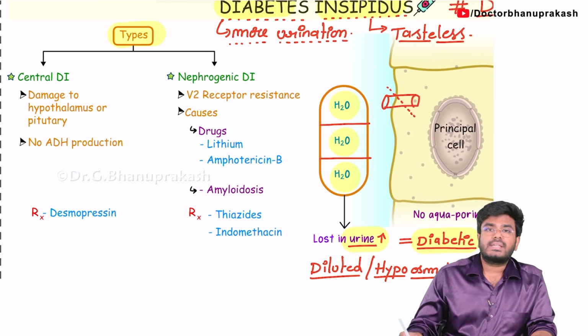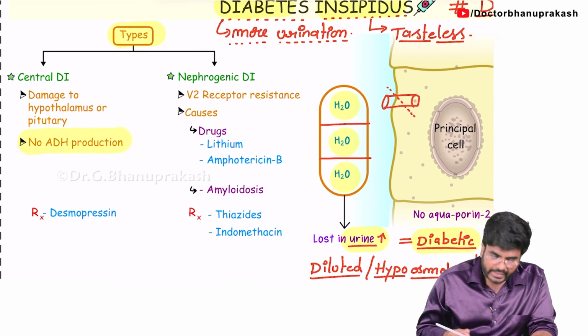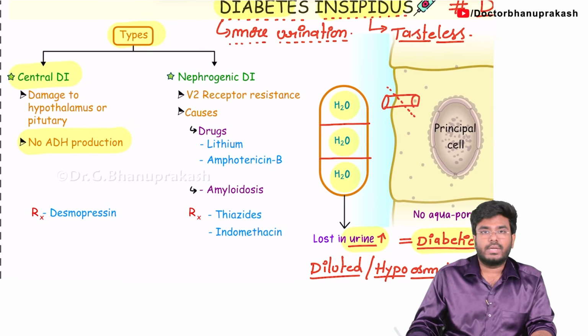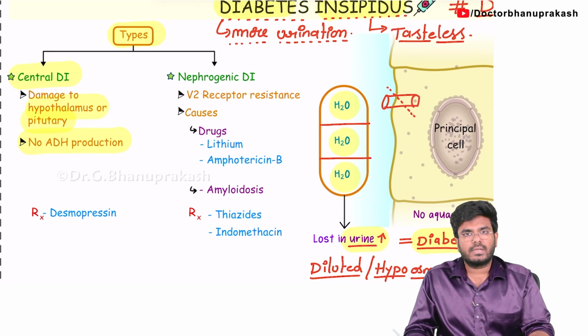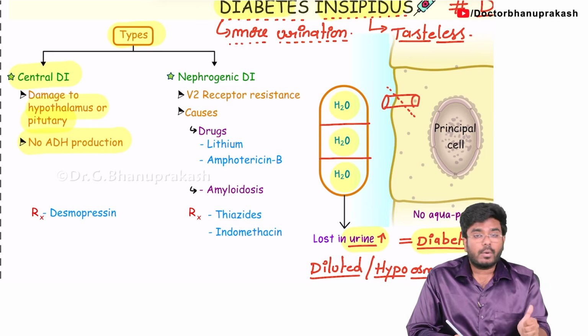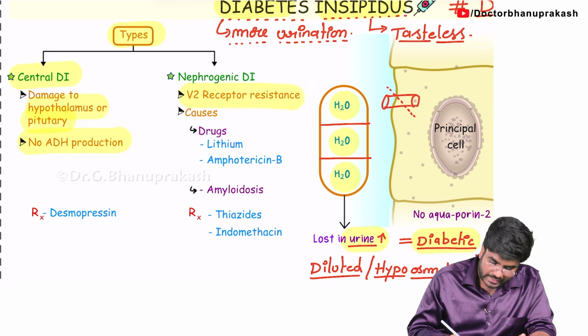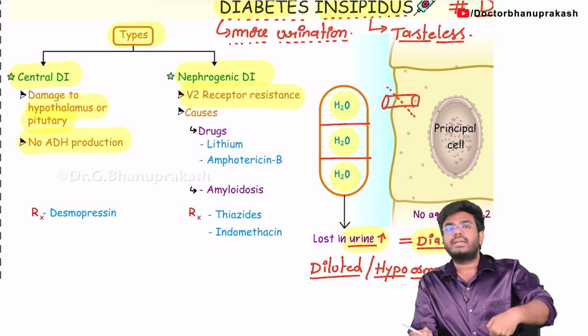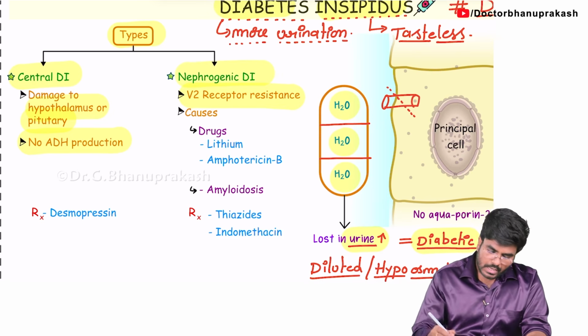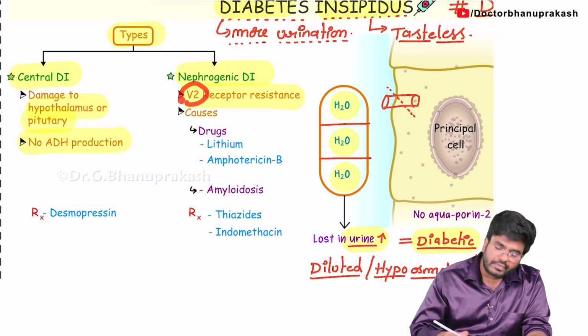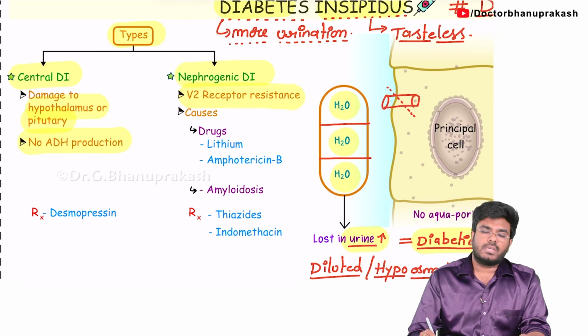See, two possibilities I have told you. Either there is no ADH, that is called the central diabetes insipidus, maybe due to damage to the pituitary gland or hypothalamus, meaning some problem within the central nervous system, or antidiuretic hormone is there, but the V2 receptor got resistant, V2 receptor resistance. That is called nephrogenic DI, meaning problem within the kidney, nephrogenic diabetes insipidus or central diabetes insipidus. Now tell me, in which people do you think the V2 receptor can undergo damage or resistance?